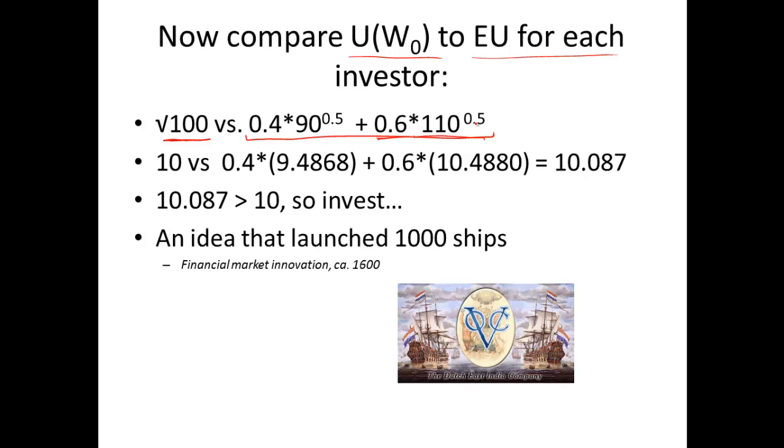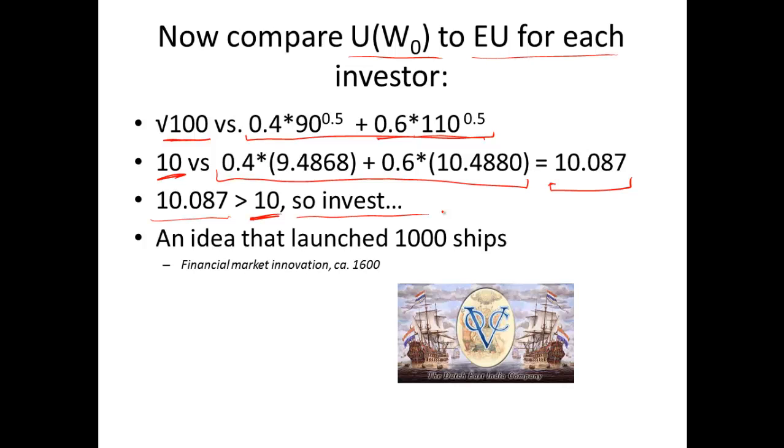Plugging some things in here, using a calculator for sure, we have 10 over here, the square root of 100, and that's just, again, the utility of not investing. Over here, the expected utility of investing is 0.4 times 9.4868 plus 0.6 times 10.4880, and that all equals 10.087. The key here, the punchline, drum roll, etc., is that 10.087, the expected utility of investing, is bigger than the 10, which is the utility of not investing. So this individual invests. This is so cool. We have 10 individuals who take this deal. This investment occurs, and so we can move our way out of caves.